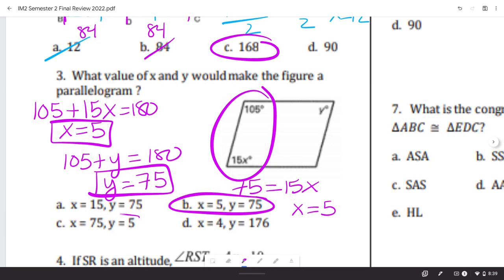Okay, and make sure you're careful because this one you could easily pick this one. This one's flipped, okay? This one is x equals 75 and y equals 5. So be careful with your variables.